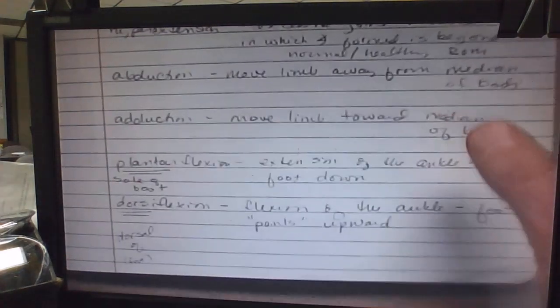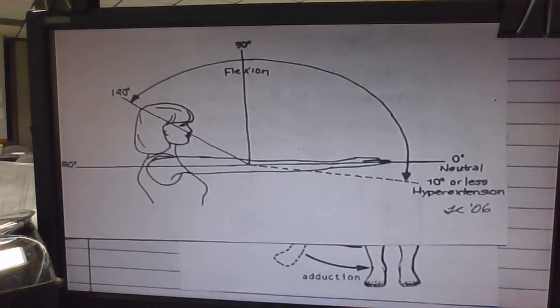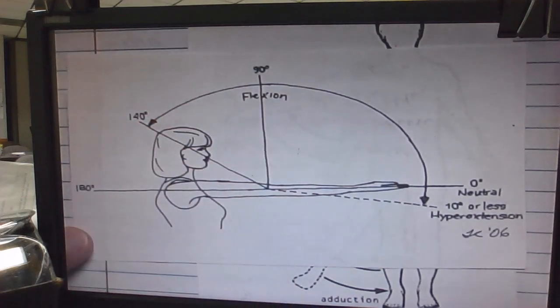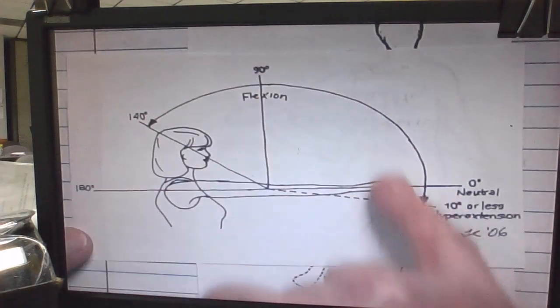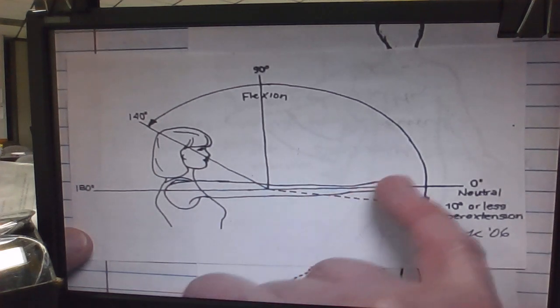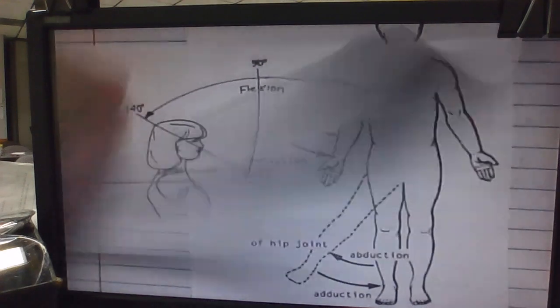Let me do this real quick. All right, so this diagram right here. You hold your arm out. That's showing flexion. That's showing extension. And then the dotted line shows the hyperextension, so you're moving it past what the normal comfortable range is.